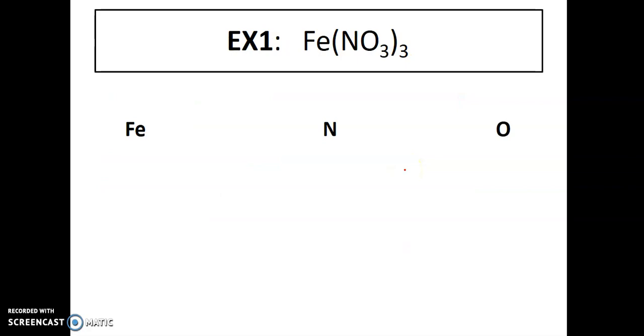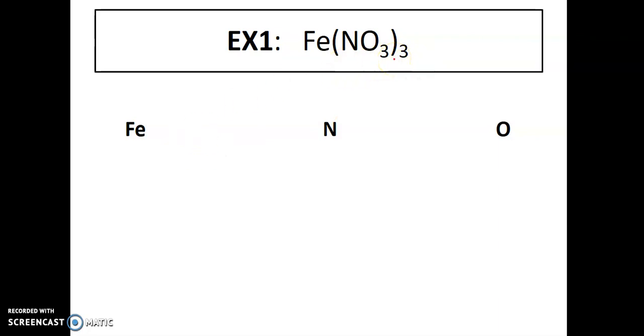So let's practice one. My first step is I have isolated all of my elements. Notice by the capital letters: Fe, capital F, lowercase e, this is iron. N is for nitrogen, and O is for oxygen. This should be iron nitrate.